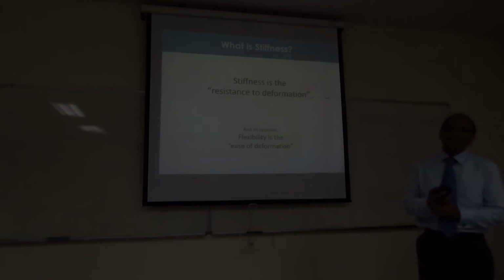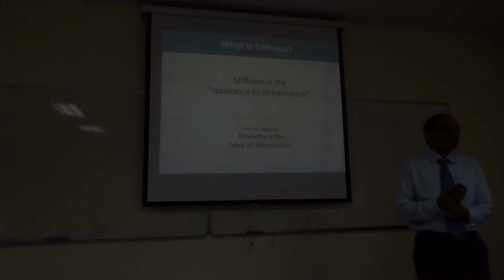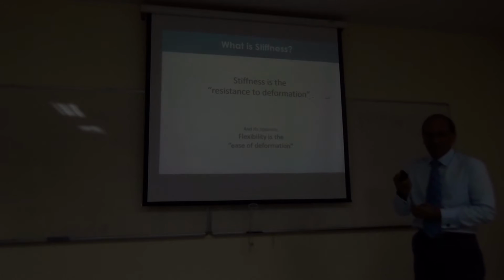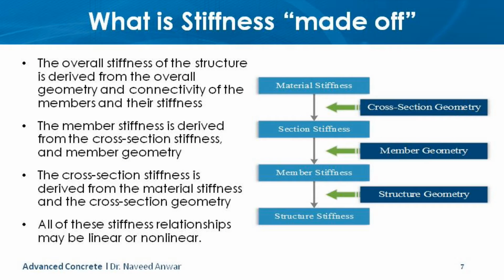Now the question is, if we want to do the analysis, we need stiffness. How do we calculate stiffness? Where will it come from? That is what we are going to talk about. So what is stiffness made of? Stiffness is actually made of many components, like this. Please watch this slide carefully. Stiffness is made up of, first of all, material stiffness, the starting point.